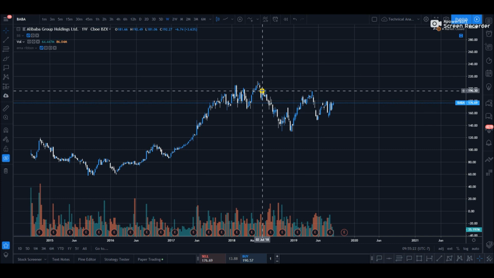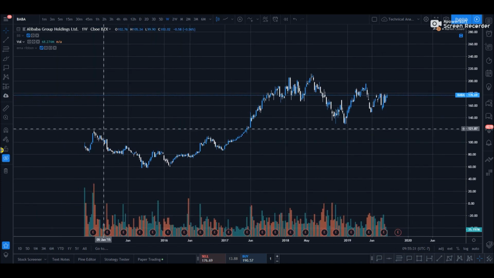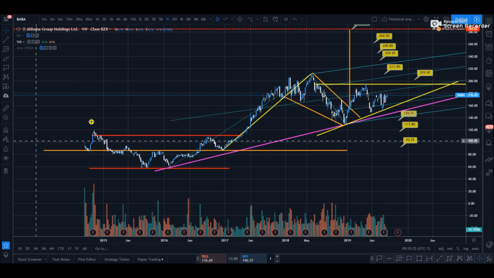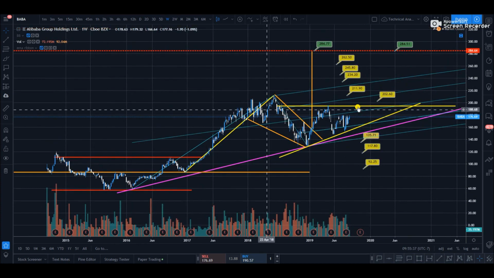This technical analysis was requested by Option is Prime from our Discord server, who is also our moderator. Let's take a look at the weekly charts first to get the bigger picture of Alibaba. So I'm gonna put my tools visible now, and let's check it out.